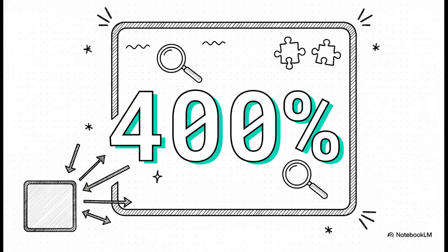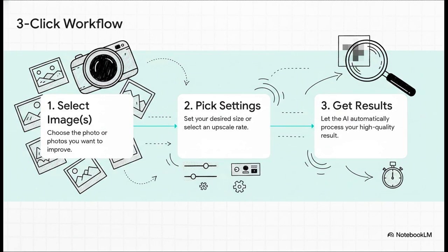First up, the headline feature here is size. We're talking about the ability to enlarge your images by up to 400%. That is 4 times the original size. And it's not just stretching the pixels. The AI is intelligently adding new detail to keep everything looking sharp. Now, what's really cool is how simple it is. You don't have to be some kind of photo editing guru to use this. It's literally a 3-step process. You pick your picture, you choose a couple of settings, and then you just let the AI take over. It's designed to be quick and incredibly easy for anyone to use.